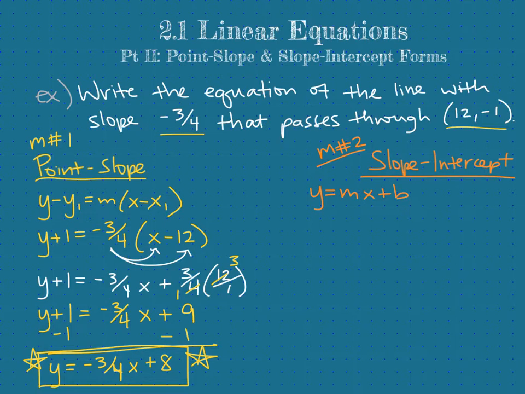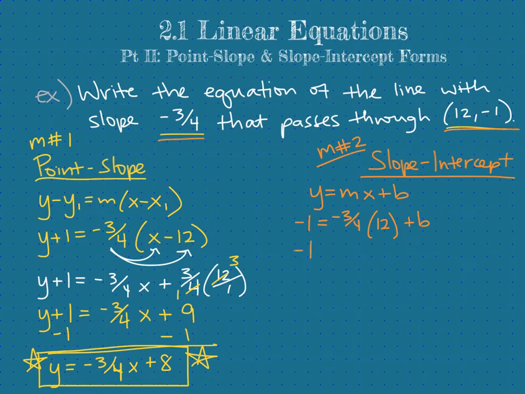And in this case, we want to figure out what b is, the y-intercept. We're going to plug in 12 for x, -1 for y, and for m, still -3/4. So we're going to use the same information as before, but this time solve for b. So I'm going to plug in -1 for y, -3/4 for m, and for x I'm going to plug in 12 plus b. Got to solve for b.